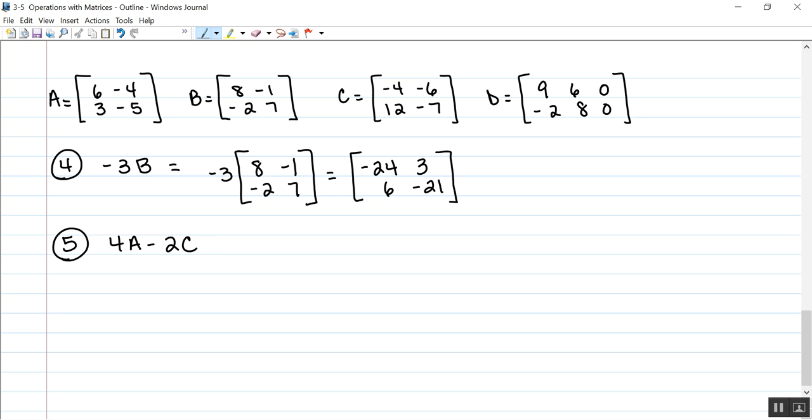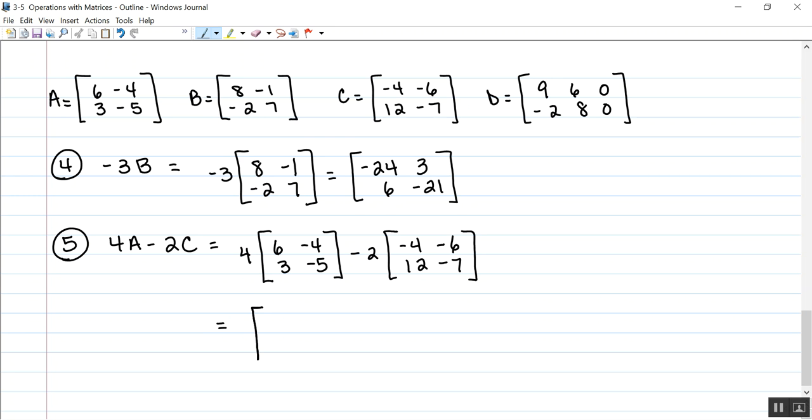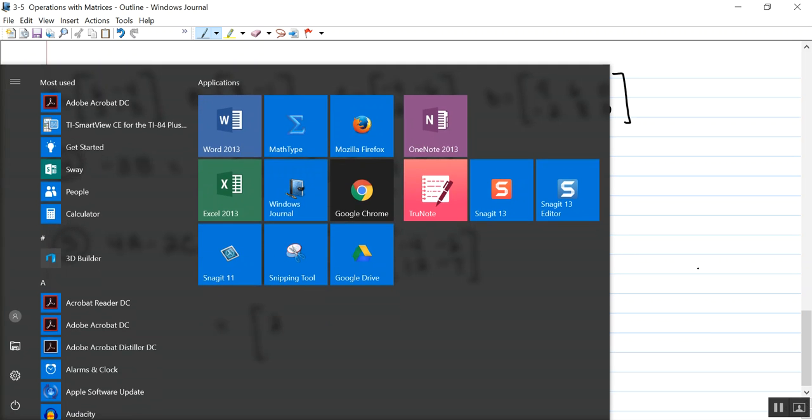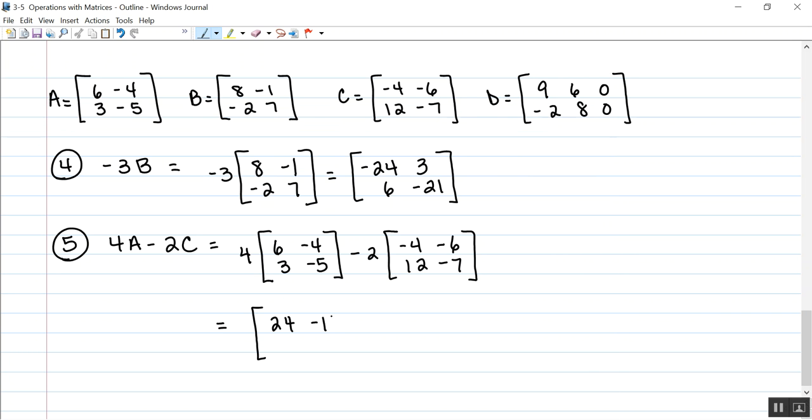Now my last example here is a little more complicated. I need to do 4 times A minus 2 times C. So I'll start by multiplying 4 times A and then subtract 2 times C. Okay, so that's going to give me the matrix 24, negative 16, 12, and negative 20.